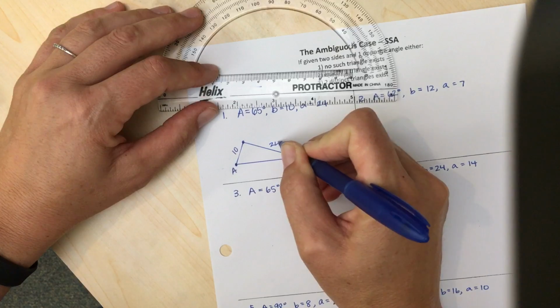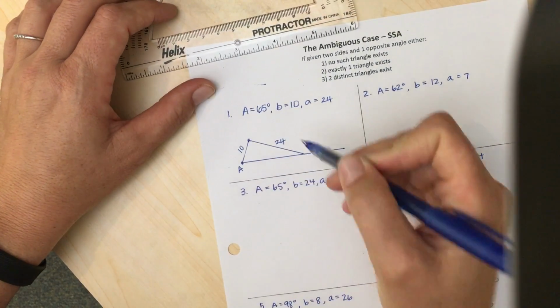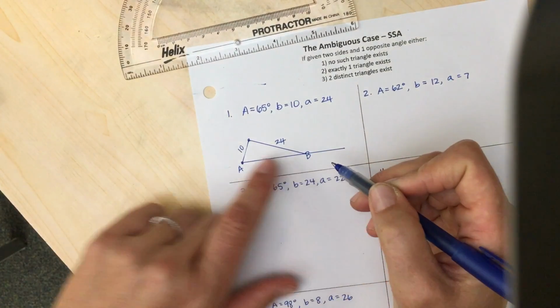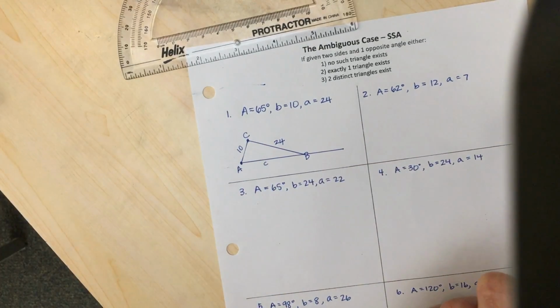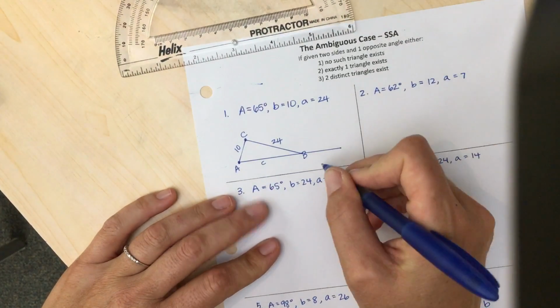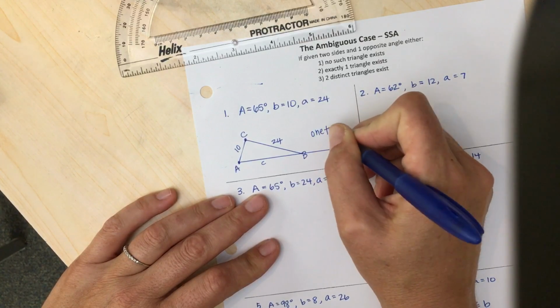So this is 24. Now this is going to be B because it's across from B. This would be C, and this would be little c. Okay, so in this case, we got one triangle.